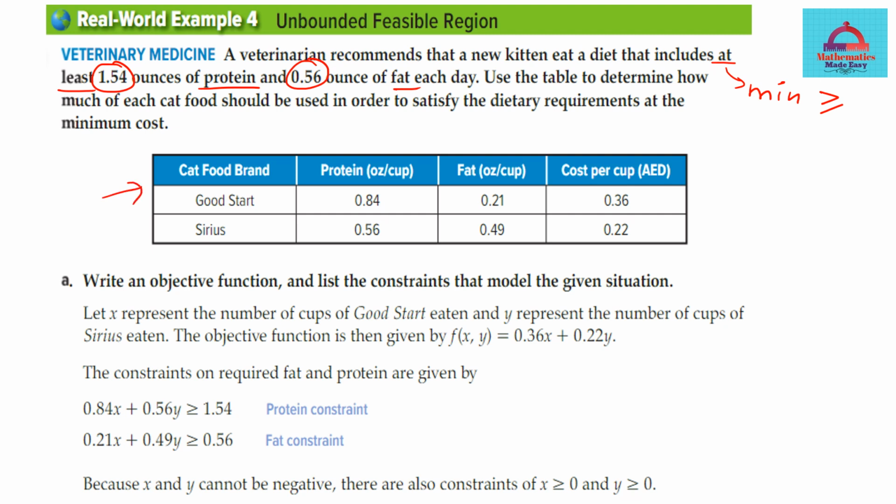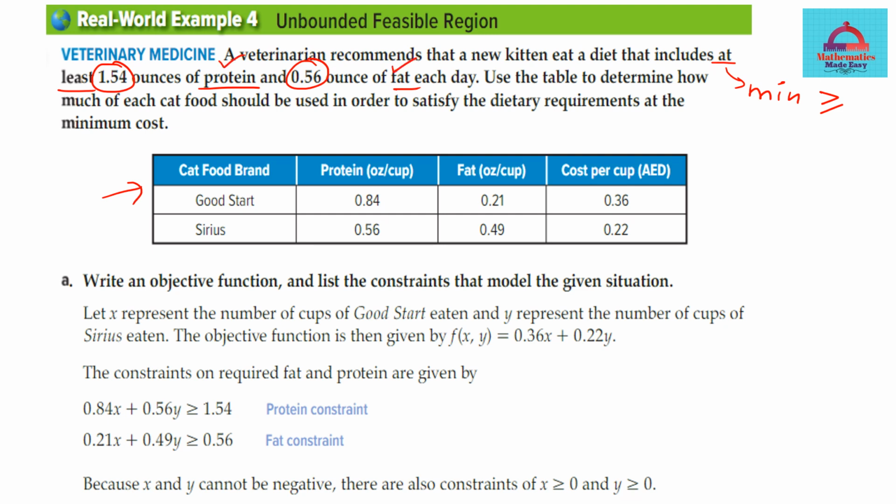Now you are given, instead of more sentences, a table. So we will now see how we use the table to write the constraints and to write the inequalities. So use this table to determine how much of each cat food should be used in order to satisfy the dietary requirements. Now there are two kinds.